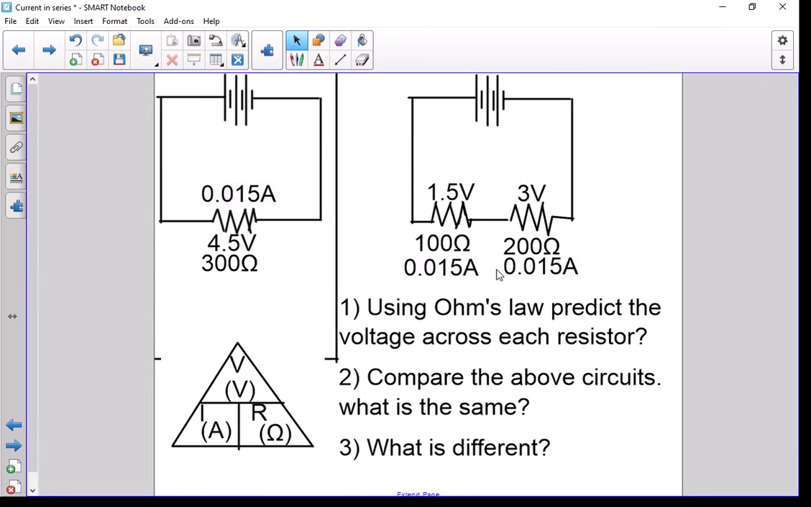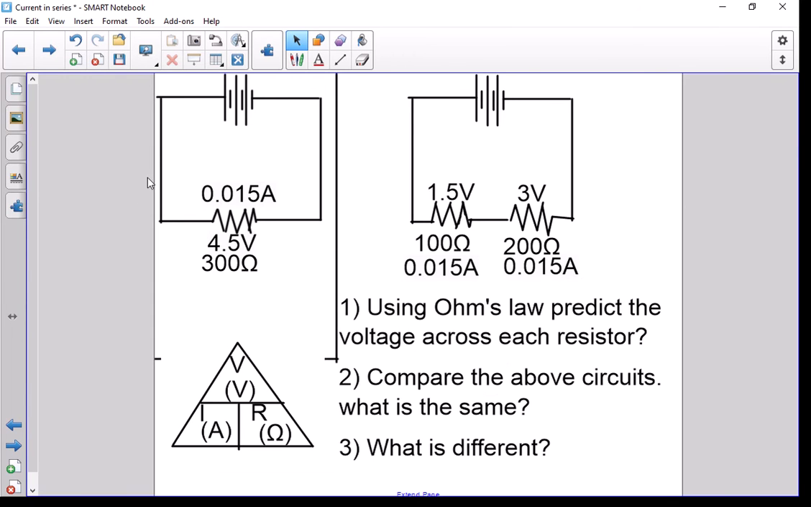So we know the resistance and the current in that component. So looking at our formula, we know we're looking for the potential difference, the voltage. We need to multiply the current and the resistance, so that gives us 1.5 volts across the 100 ohm resistor, and if we do the same, we're going to end up with 3 volts across the second resistor.